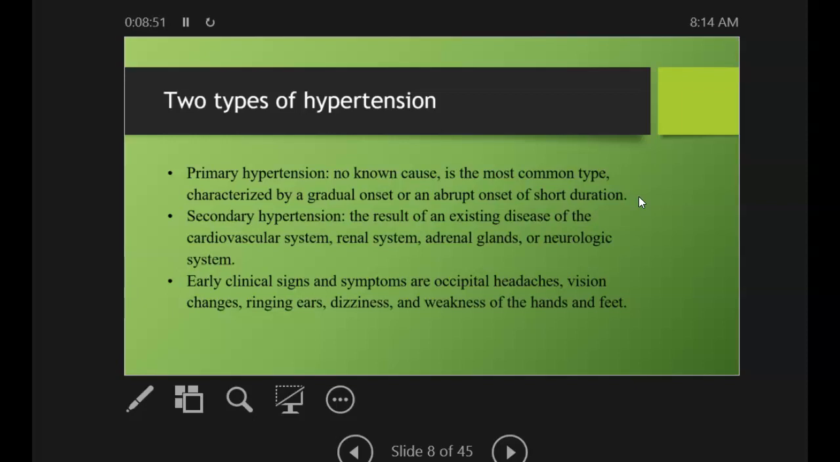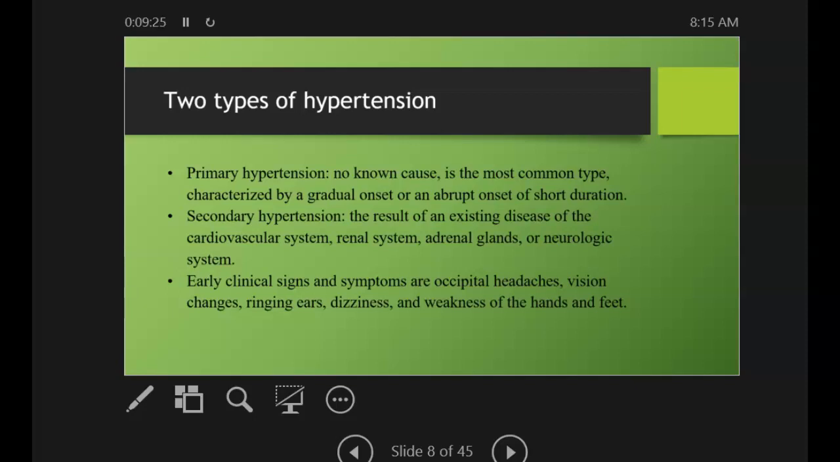Early clinical signs and symptoms are occipital headaches, vision changes, ringing in the ears, dizziness, weakness in the hands and feet. Because hypertension usually follows a chronic course, patients with this condition may be asymptomatic. So like I said, it doesn't always really bother people, or their healthcare provider says, you have high blood pressure, and they're like, yeah, okay, I'm not bothered by it, so I'm not worried about it. So it's important that they're educated on the dangers of sustaining high blood pressure.